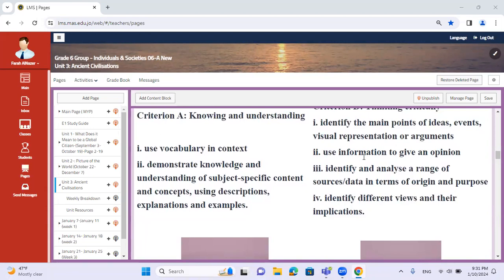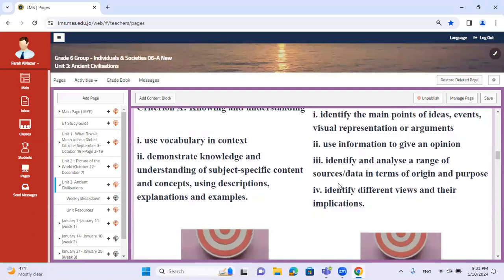All right, for the final strand, you're going to identify different views and their implications. This here usually is mostly in the debatable question, where when you answer the debatable question, you must not only reflect your perspective, as we've taken this also in English, you must also indicate a counter argument that enables the reader to view that you haven't been subjective in answering the question, and that you're objective.